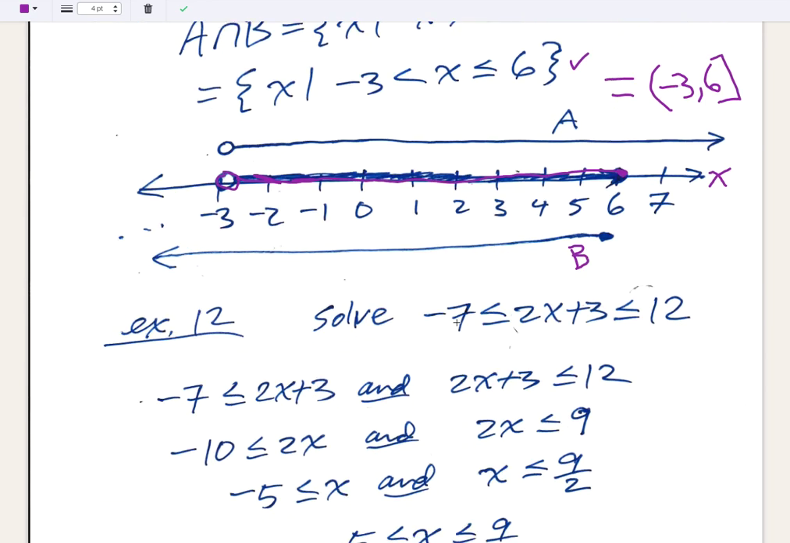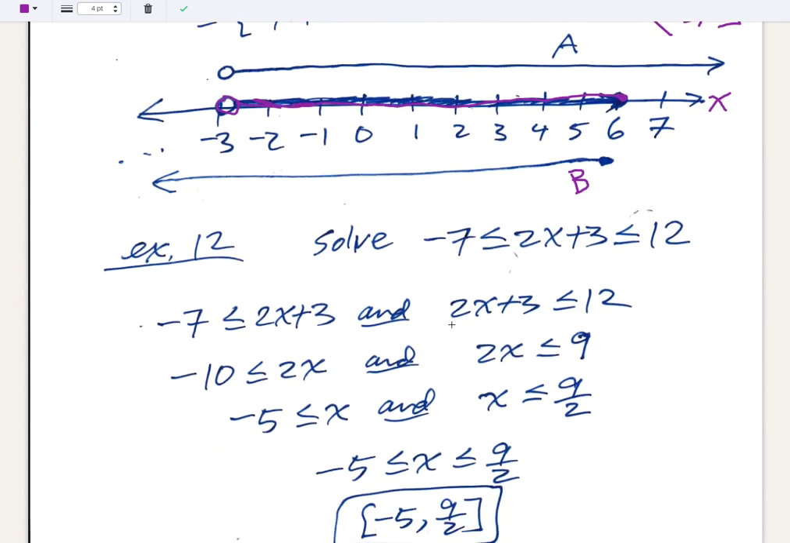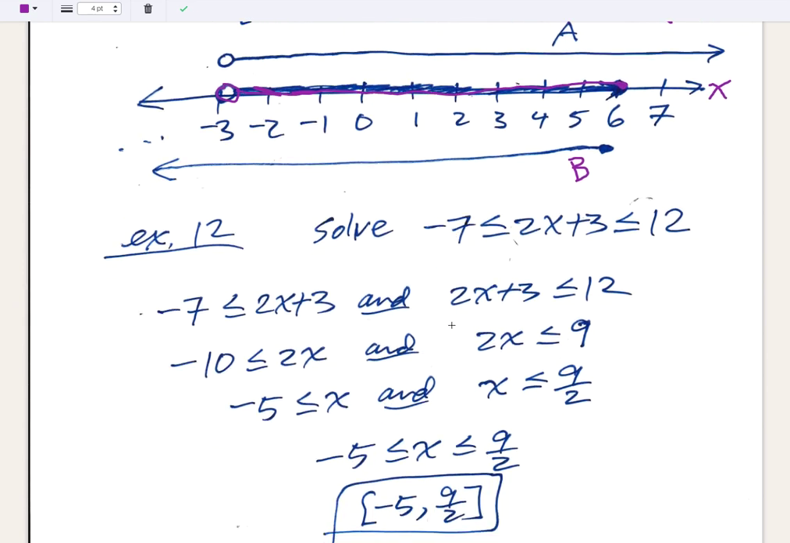Okay, let's look at example 12 here. I'm making the inequalities a little bit harder here. Suppose you try to solve this. Find all values of x that satisfy this condition: -7 is less than or equal to 2x + 3 is less than or equal to 12.